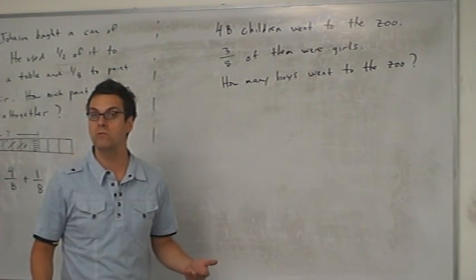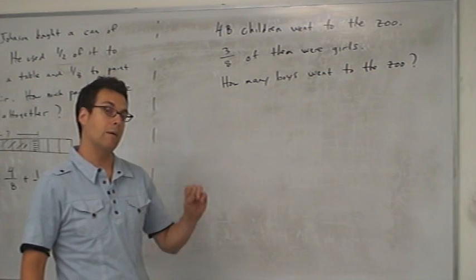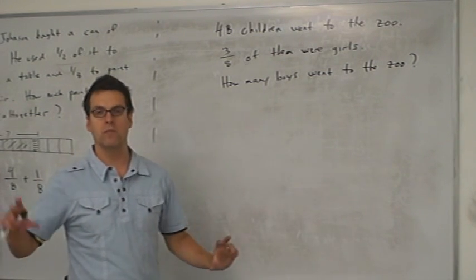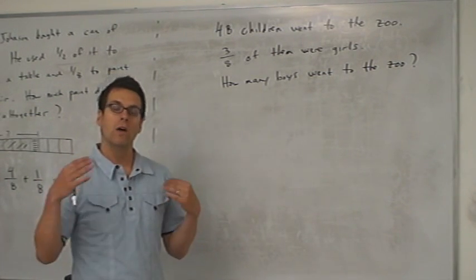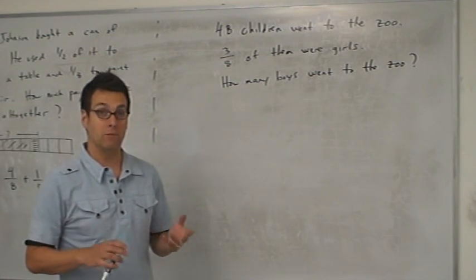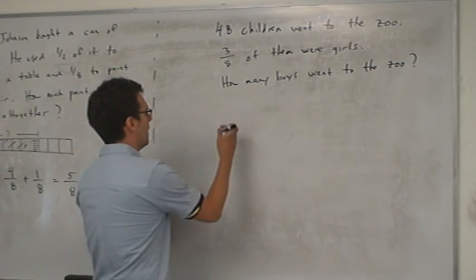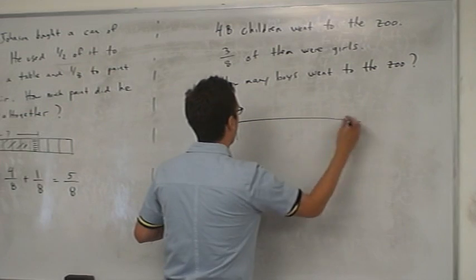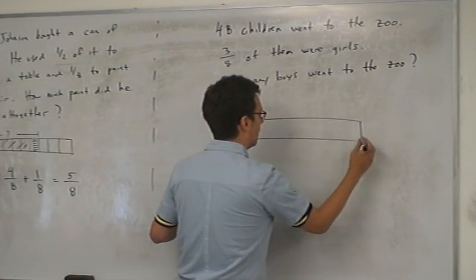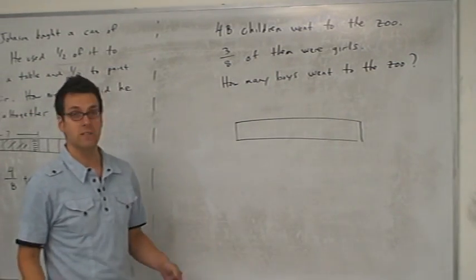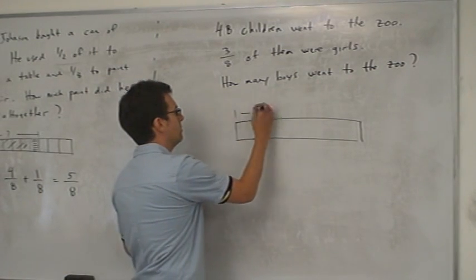The main reason students struggle with word problems is that they have a hard time going from the words of the problem to the arithmetic necessary to solve the problem. To bridge that gap, we draw bar diagrams. So in this case, we're again going to just draw a bar, and the bar that we draw represents the whole unit, which in this case is the 48 children that are going to the zoo.